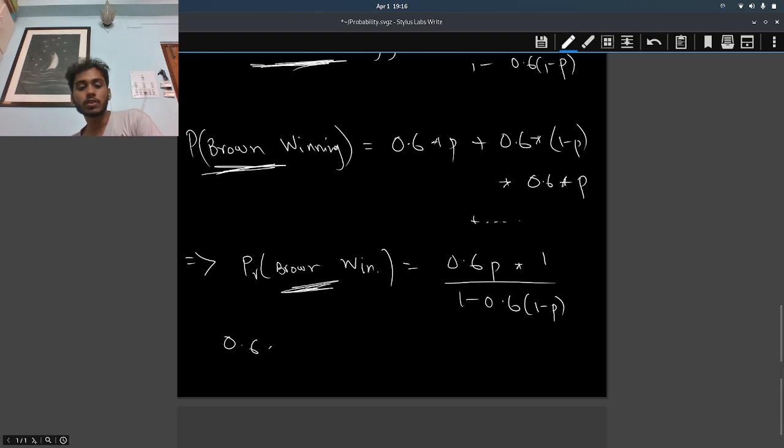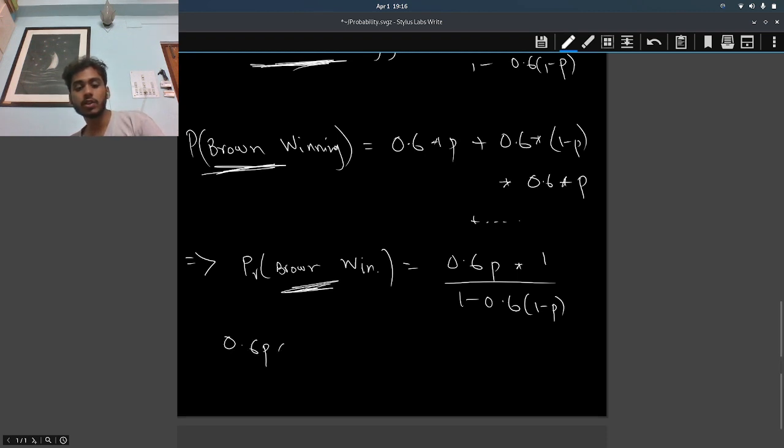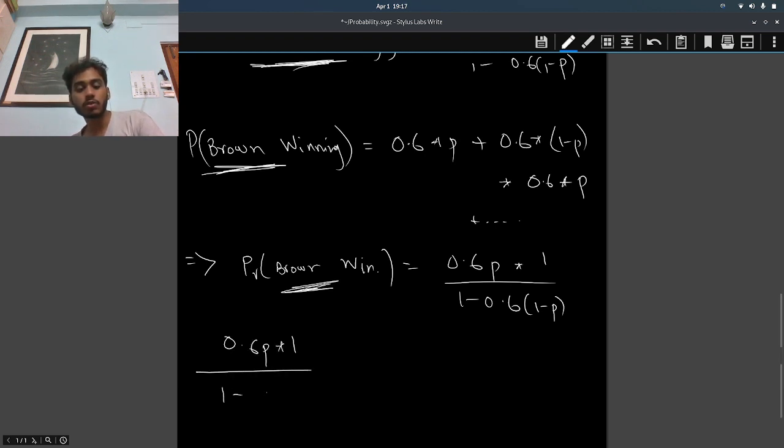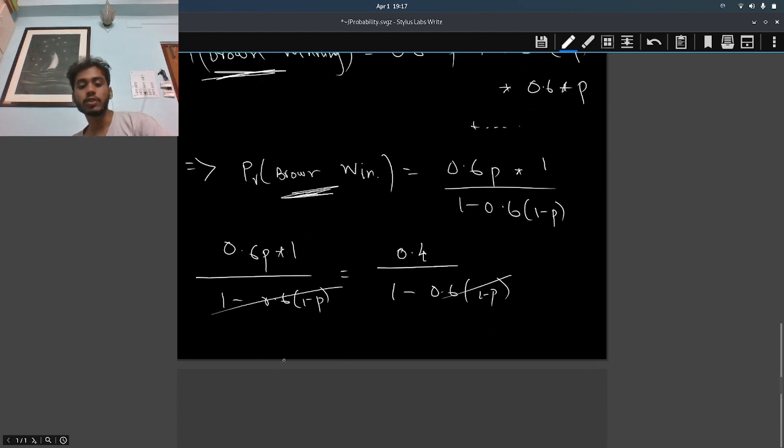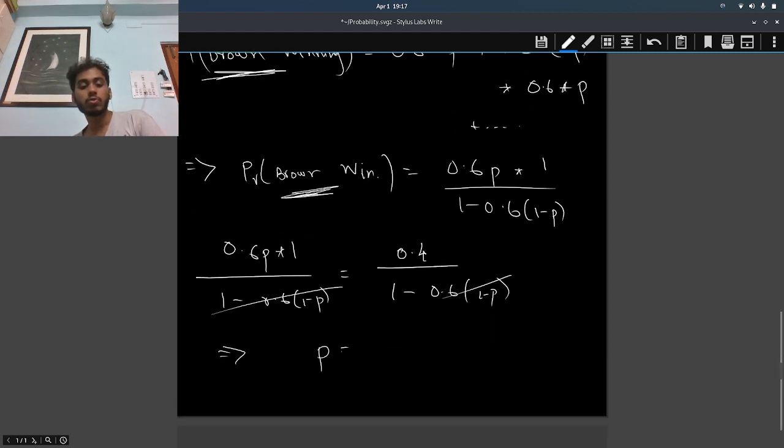So 0.6 P into 1 divided by 1 minus 0.6 into (1 minus P) is equal to 0.4 by 1 minus R, sorry, not R, 0.6 into (1 minus P). The denominators cancel each other, so P, the probability of Brown shooting, turns out to be 0.66.